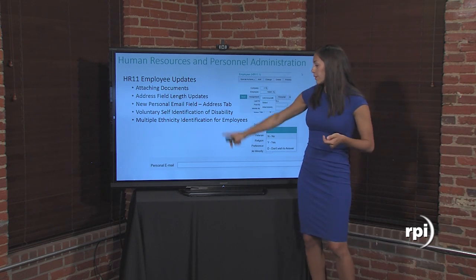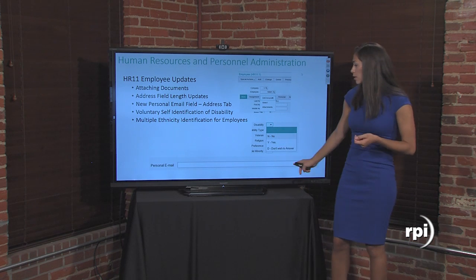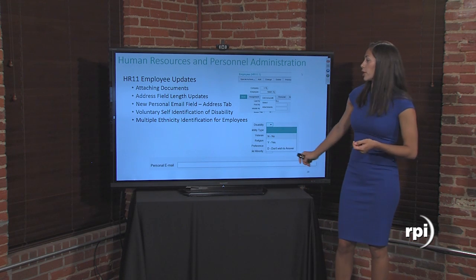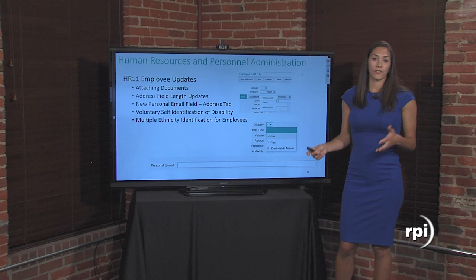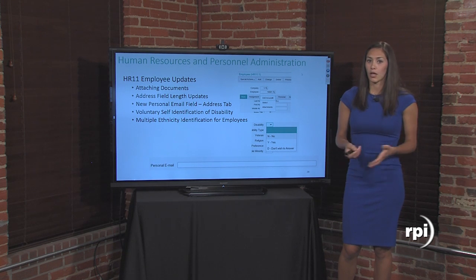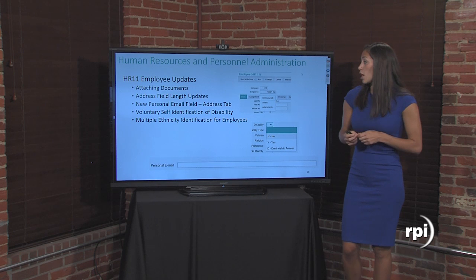There's a new personal email field on the address tab. A little floating screenshot below here. This is where you can track if an employee wants you to have their Gmail, Hotmail email address. If they want you to have that, they can put that in here.